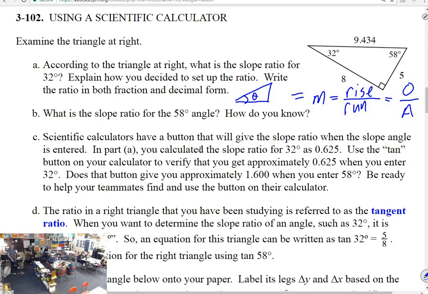So up here, we've got everything, right? According to the triangle at the right, what is the slope ratio for 32 degrees? So let's start answering these things. I want to give you a briefing on tangent before we get into this problem. So there's your quick briefing.